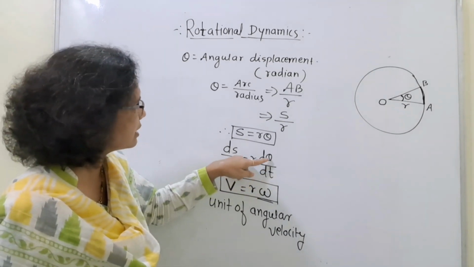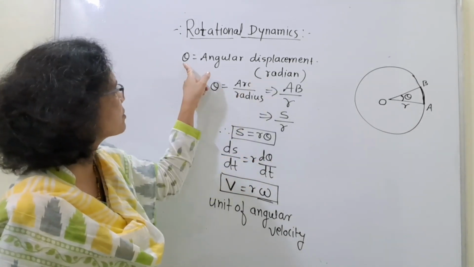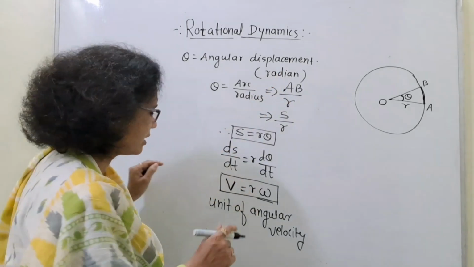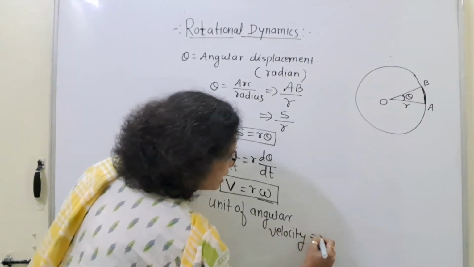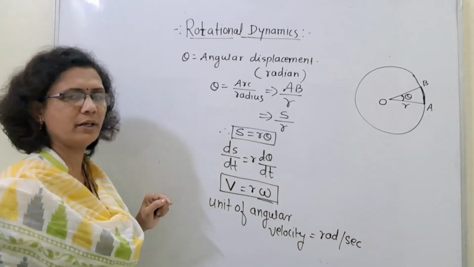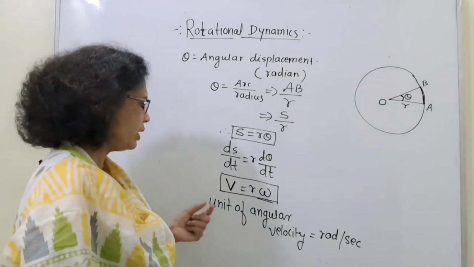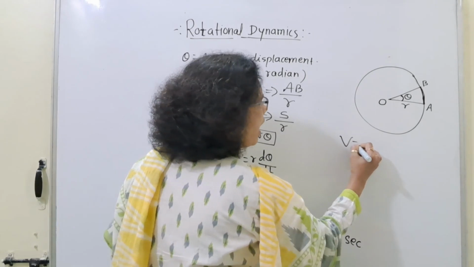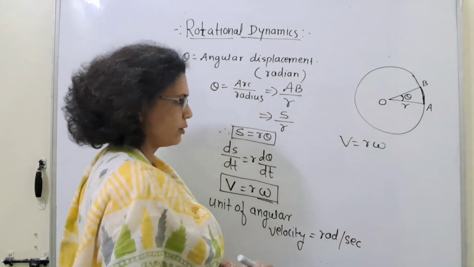Angular displacement, it is radian. Then radian upon second, that is the unit of angular velocity, will be radian per second. Now, if I again differentiate this equation, V is equal to R omega, then what will happen?